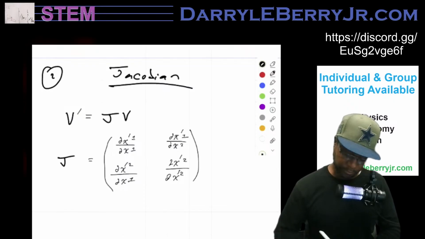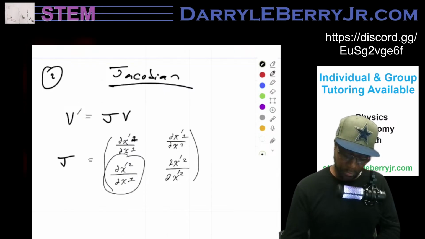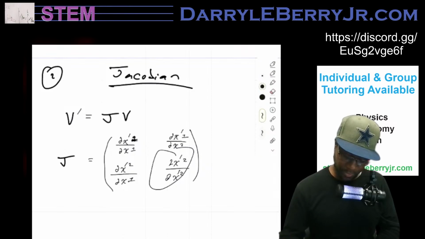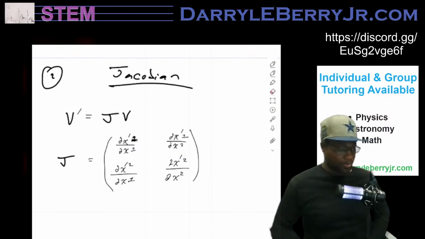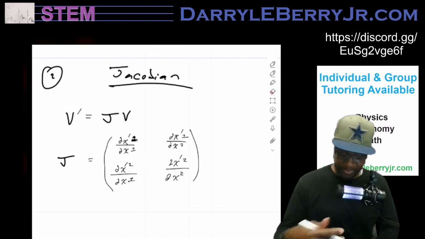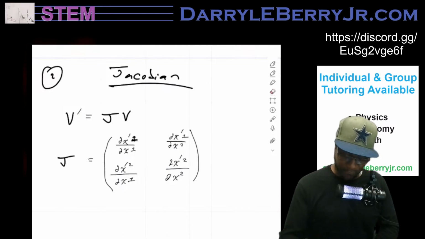So this is what I had. It looks ugly. I have partial x prime 1 over partial x1, partial x prime 2 over partial x1, partial x prime 1 over partial x2, and then partial x prime 2 over partial x2. So this is basically the Jacobian matrix, how it works. It's basically a bunch of partial derivatives, and this could be expanded into a 3-vector or a 4-vector.